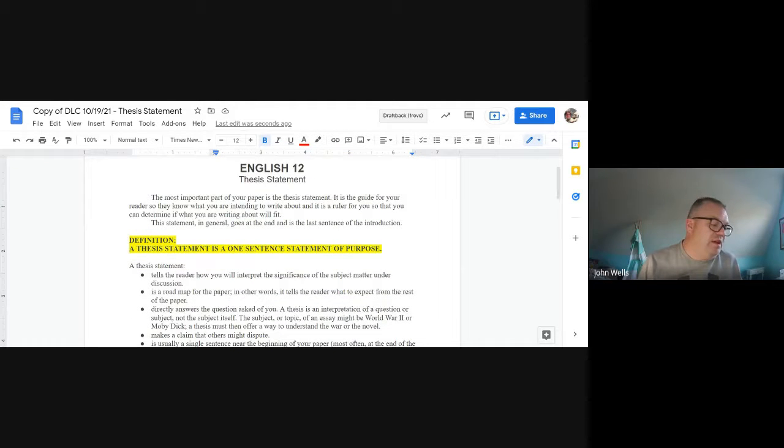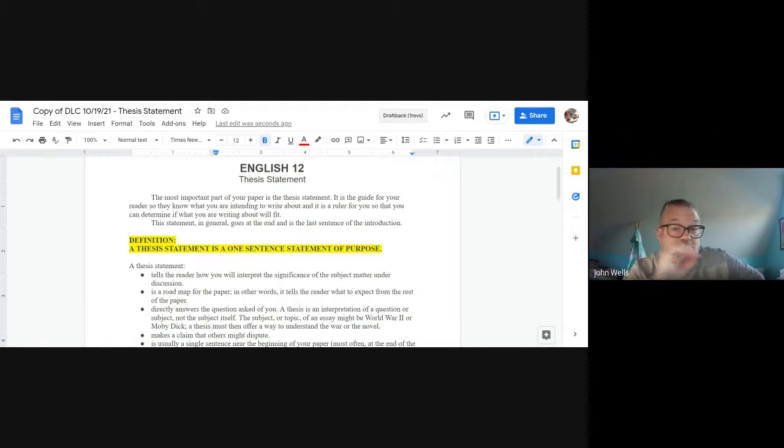Again, juniors, as I said yesterday, this is the senior documentation, but yours will look exactly the same. It's just a different topic, okay? So what we've got here is, let's start with what is a thesis statement. And then I highlighted in yellow here the definition, and it is a one sentence statement of purpose. And I want you to really key on to those pieces.